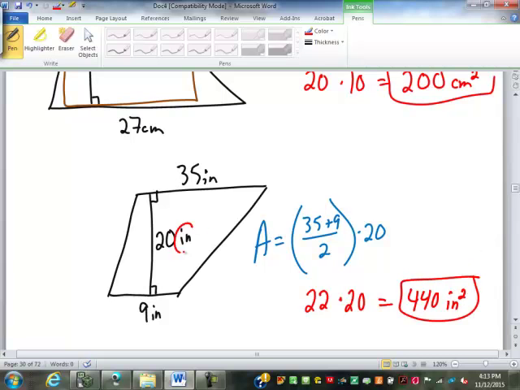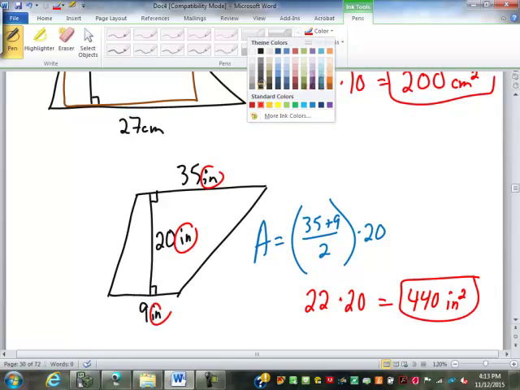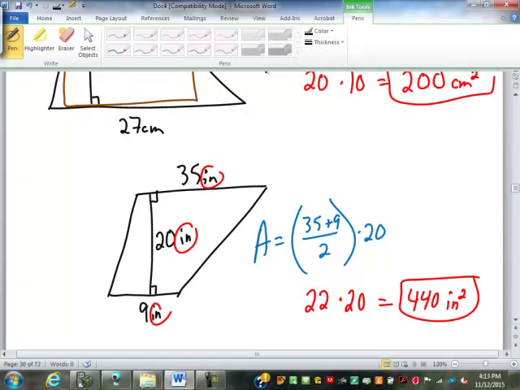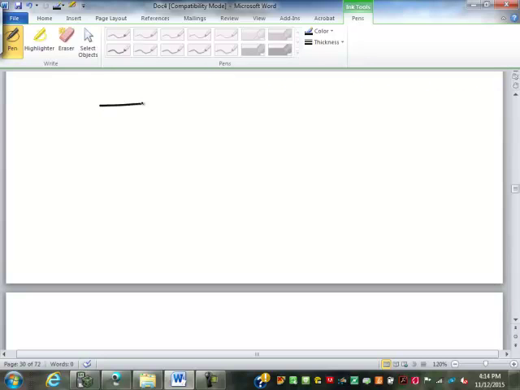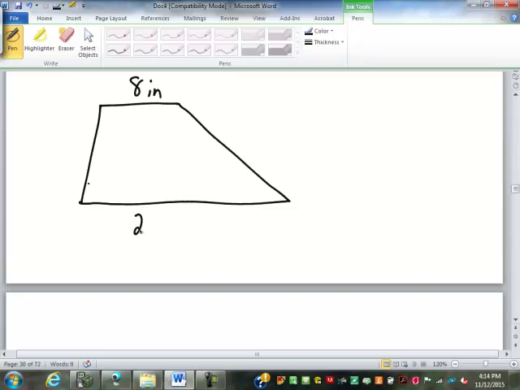Where'd the inches come from? Everything is in inches. What's that? Does that answer your question? Okay, sorry. Surprising timing on that one, by the way.